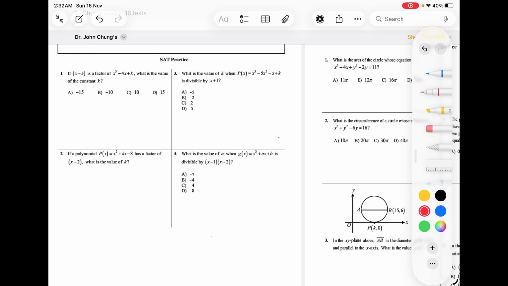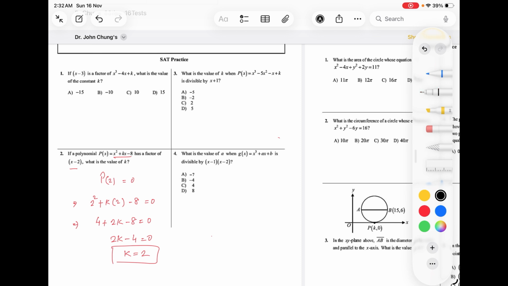channel. Next question, if a polynomial P(x) equals x square plus kx minus 8 has a factor of x minus 2, what is the value of k? Since x minus 2 is a factor, it means that the remainder P(2) should be equal to 0. It means 2 square plus k times 2 minus 8 comes out to be 0. It means 4 plus 2k minus 8 equals 0. That is 2k minus 4 equals 0. Simply means k equals 2.